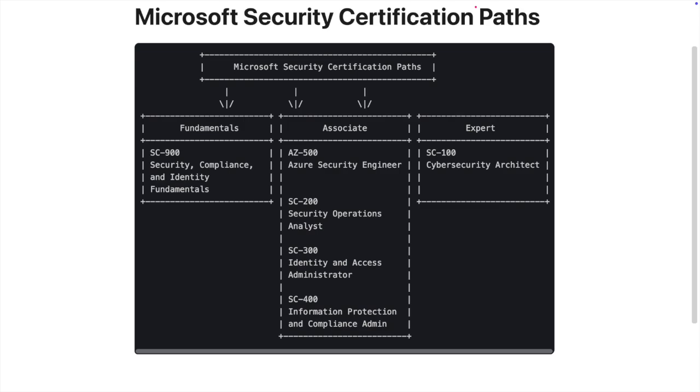Hello, in this video I am going to show you the Microsoft Security certification path for security only. This is a certification path for security. So if you want to be a cybersecurity expert or architect, whatever you can say, then you must follow some path. Then only you can be an expert of cybersecurity, or you can gain all the Microsoft Security certifications.